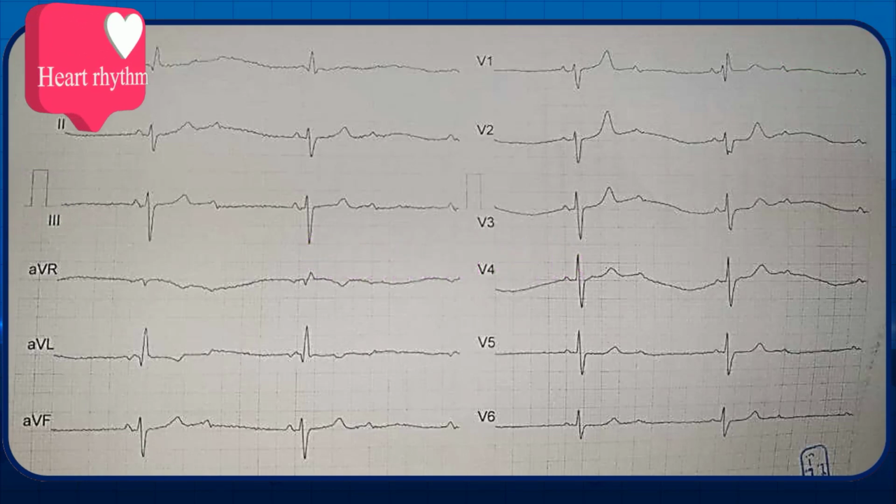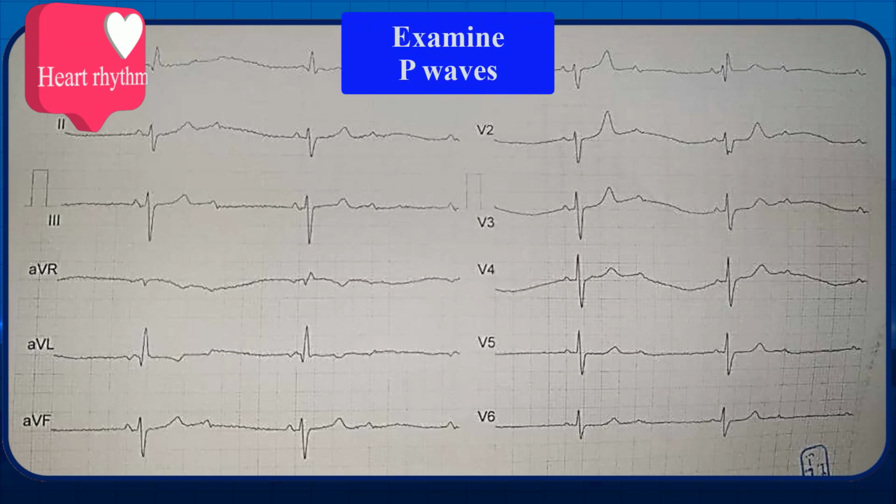Second, determine the cardiac rhythm. As you might know, there are 3 main steps to interpret every heart rhythm. 1. Locate and examine P-wave morphology. Here are the P-waves. They are morphologically uniform and identical. So all P-waves are originating from a single focus. The P-waves are positive in D1, D2, V3 to V6, and negative in AVR. Therefore, P-waves are sinus.